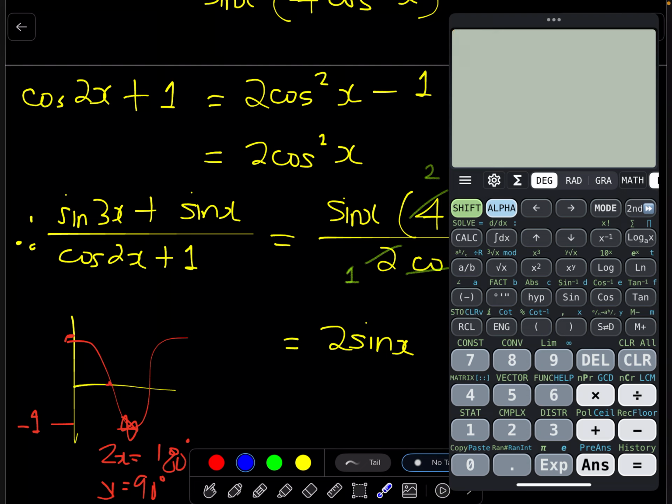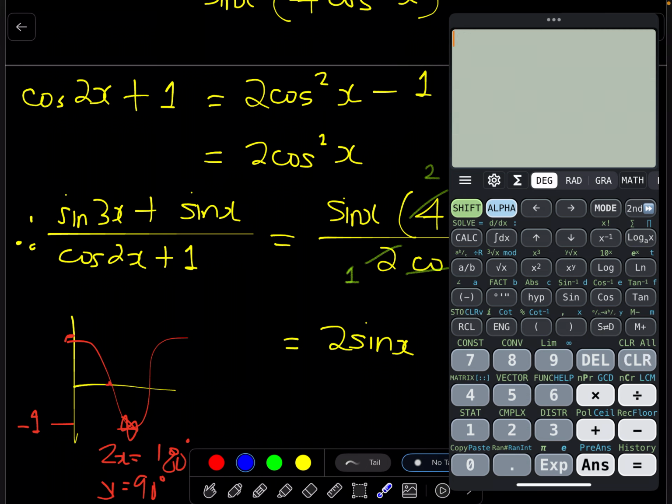So let's choose 10. So sine of 3 times 10 plus sine of 10. Did I just say minus? Okay, and then here we have cos of 2 times 10 plus... Right, so that is the result now. And then if we do 2 sine 10, we do indeed get the same number, that is promising.